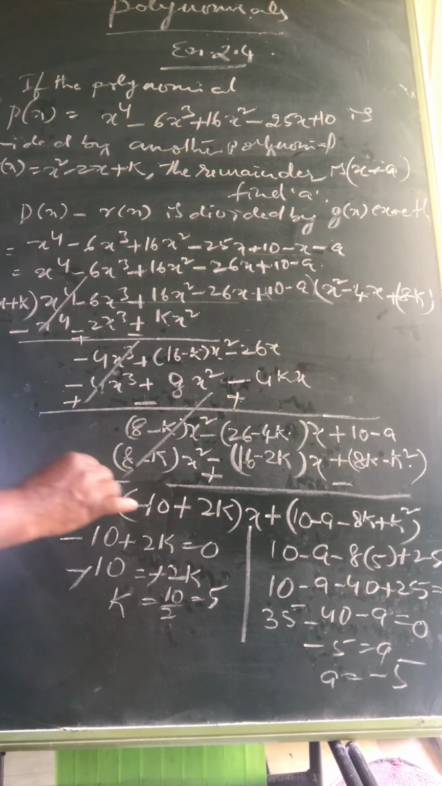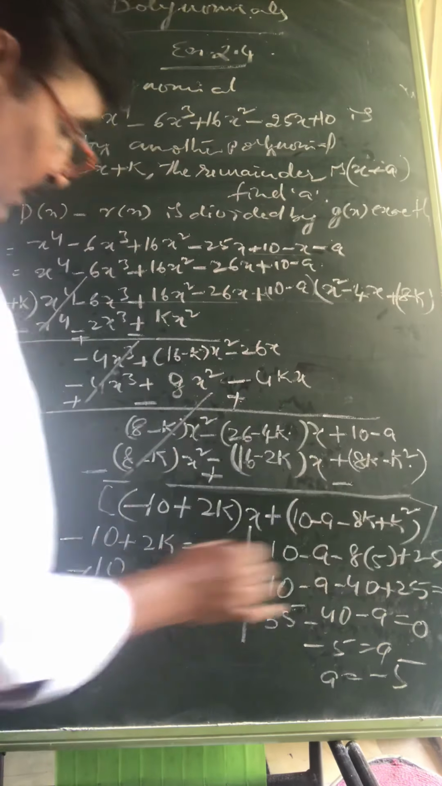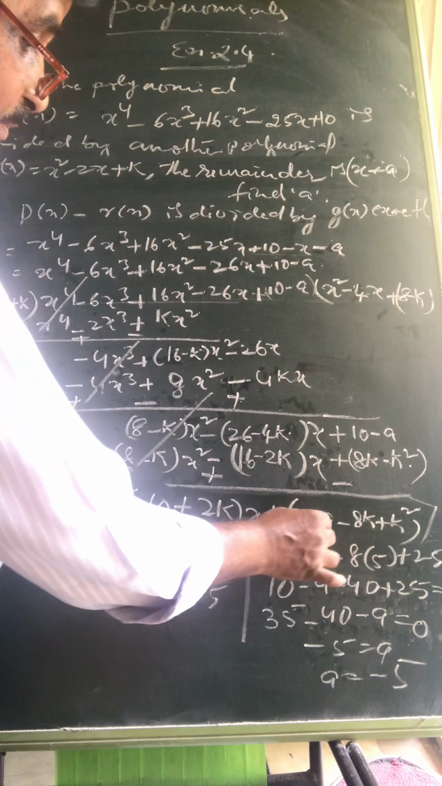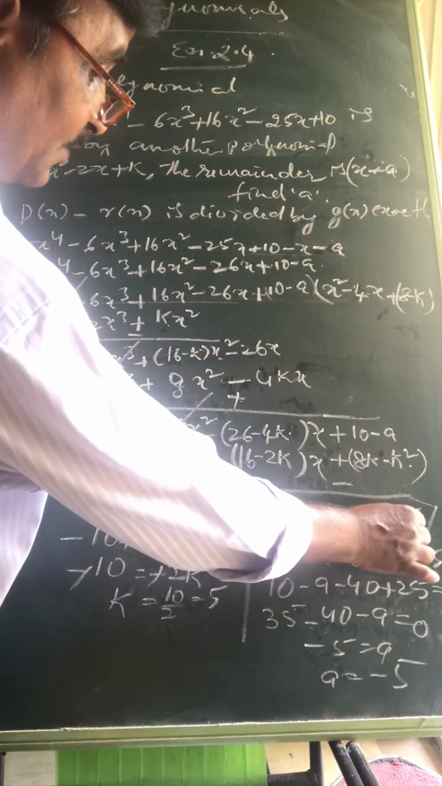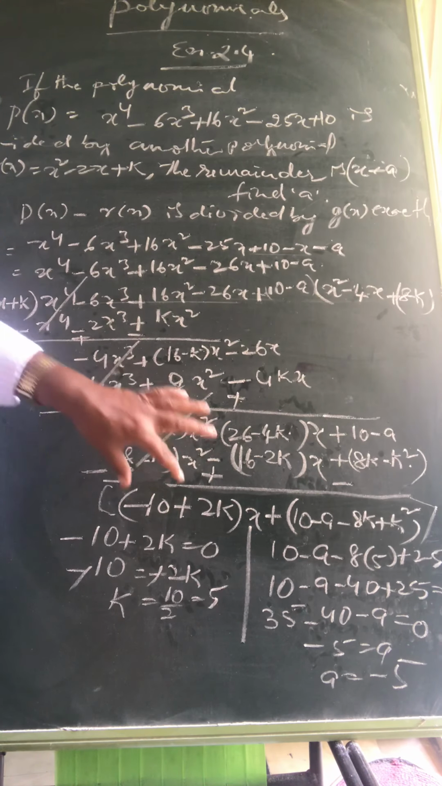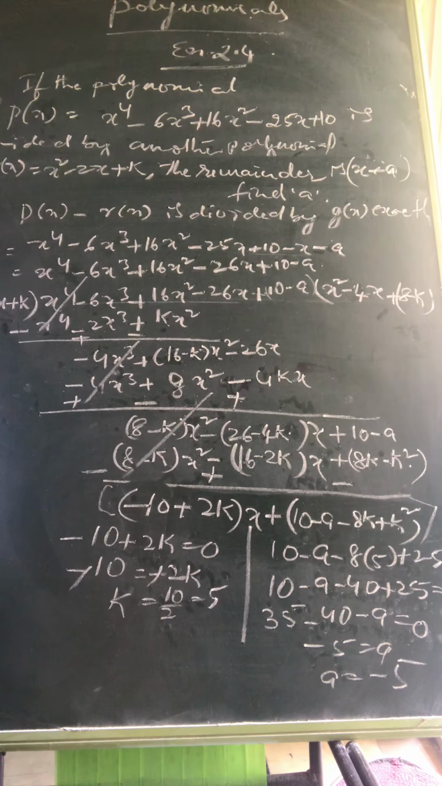So here you got the remainder. How much? Minus 10 plus 2k x plus 10 minus a minus 8k plus k square. These two terms are the remainder, but as per the division algorithm, the remainder must be 0. So each of these terms should be equated with 0.